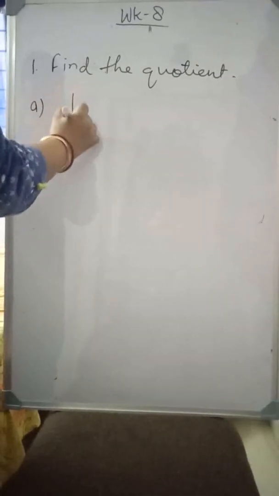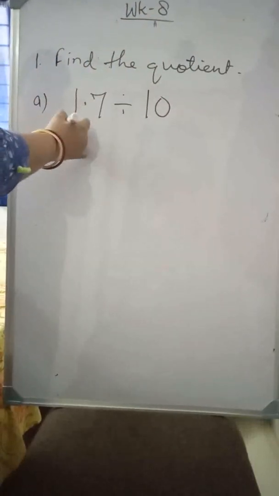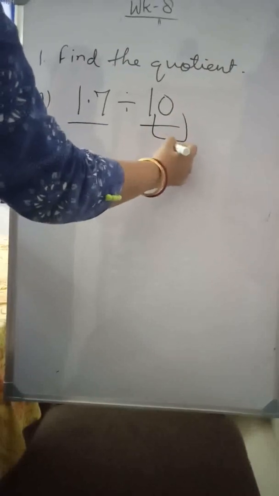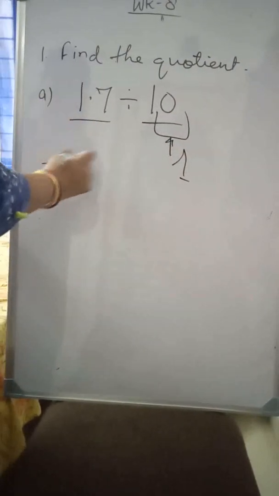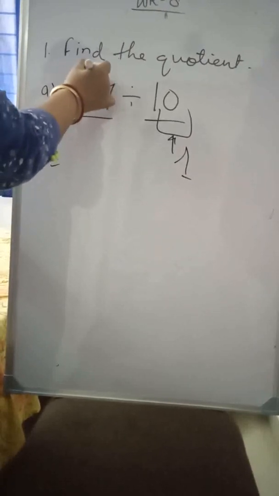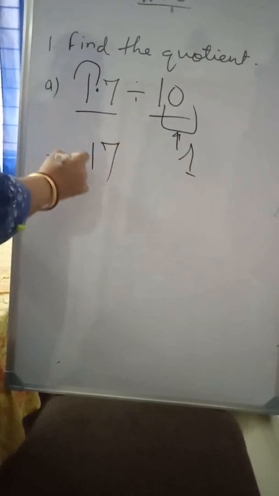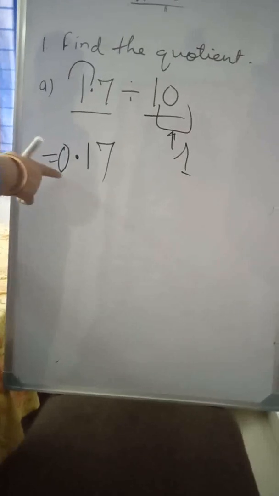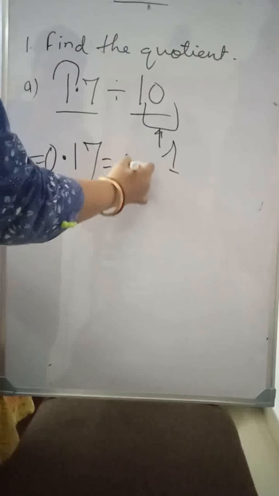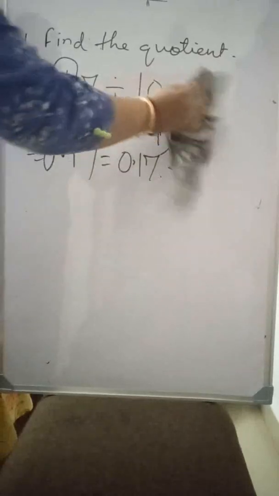I am taking one example, 1.7 divided by 10. Simple. This 1.7 is the dividend, 10 is the divisor. So count the number of zeros. How many zeros? One 0. So what will be the quotient? In the quotient, this decimal will jump one place here. So the quotient will be 0.17. Here nothing is there, so I will fill this empty space with 0. So the answer is 0.17.